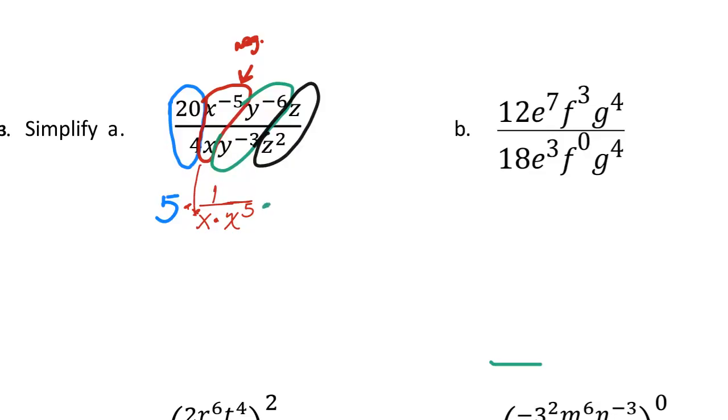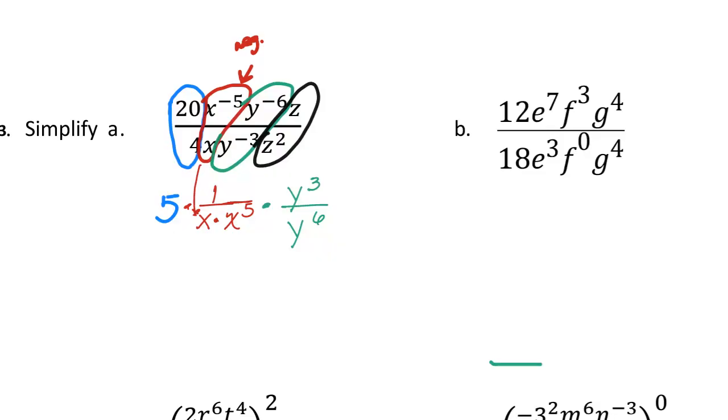We're not going to do all the work all at the same time. Y to the negative 6 divided by y to the negative third. They both don't like being in the part of the bunk bed they are in. So y to the negative third goes to the top and becomes y to the third. Y to the negative 6 doesn't like being on the top. It goes to the bottom bunk bed, y to the 6th. And you lose that negative sign. Okay?